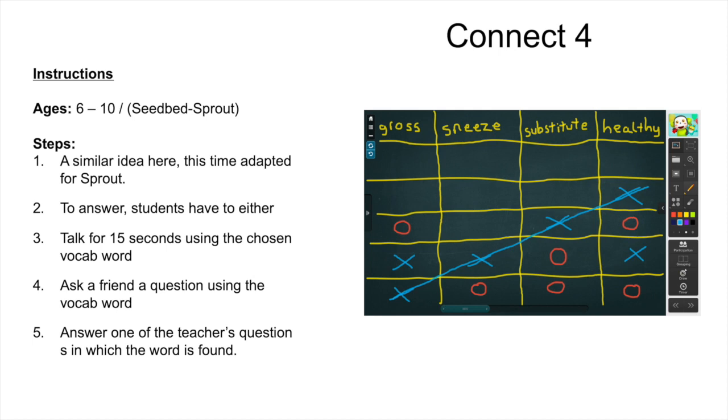Next, we have another classic, Connect 4. As you can see from the picture, we have vocab words from today's lesson. For younger levels, they can simply say the vocab word. For higher levels, they could give you a sentence with the word using correct grammar. Additionally, students can ask a friend a question or answer one of the teacher's questions pertaining to the vocabulary.